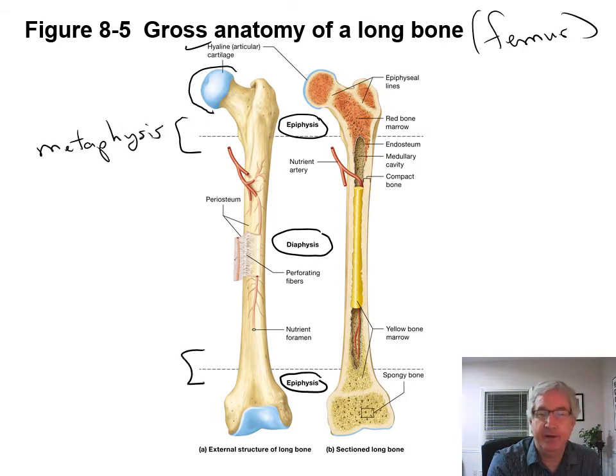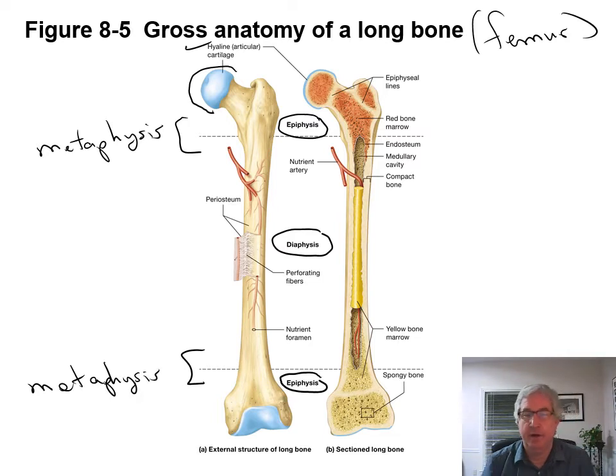And we have another one down here. So this is metaphysis down here. Metaphysis is not just a line, it's this kind of region where these two things, the diaphysis, the middle section of the bone, meets the epiphysis on the end of the bone.